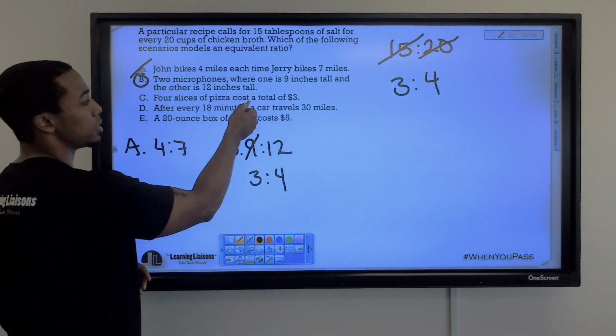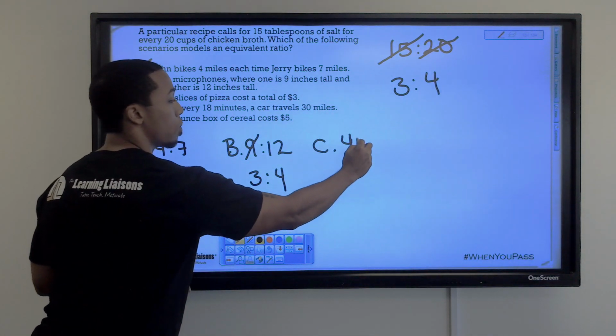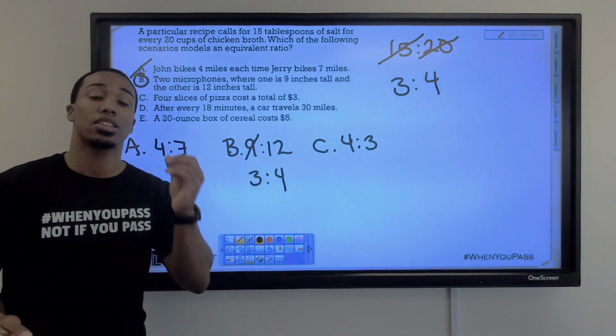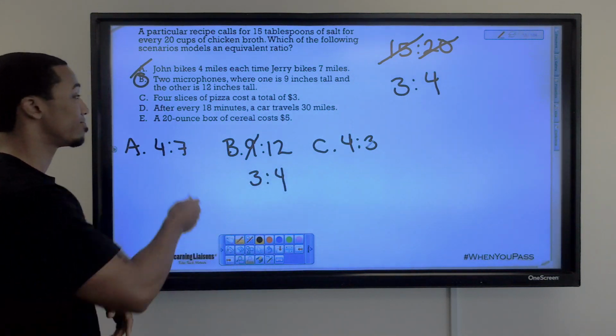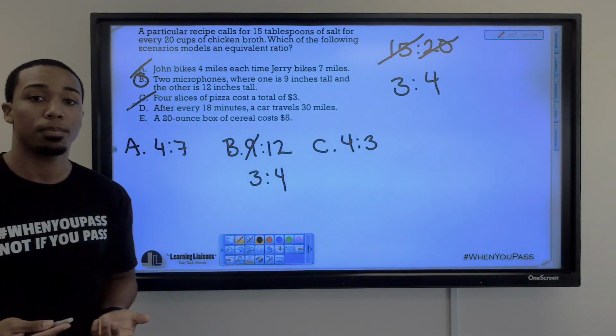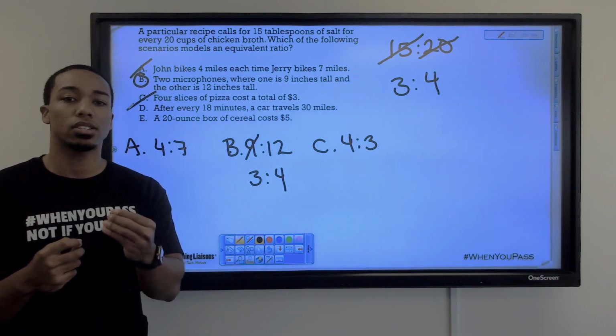C, 4 slices of pizza cost a total of $3. That ratio would be 4 to 3. Again, guys, the order matters. 4 to 3 is not the same as 3 to 4. That's why C isn't the answer. I'm purposefully putting these questions and answers in there so that we can really get to know this concept as a whole.